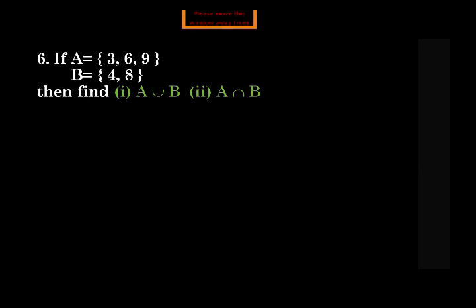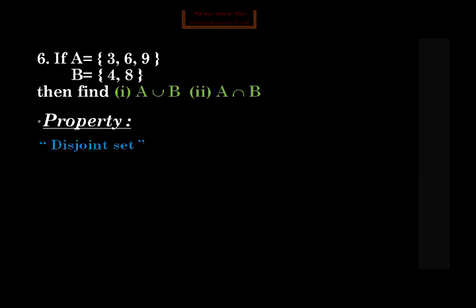Now what we have to do, the very first step is to identify the property. What is the property of these sets? You can see that there are no common elements between both the sets. A contains different elements and B also contains different elements: 3, 6, 9 and 4, 8. No similar elements, no common elements. So this is the disjoint property. The statement of disjoint property is no common elements in set A and B. The elements are totally different from each other.